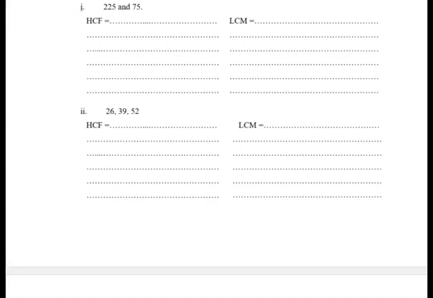Now the first one, fairly simple. Let's start by writing the two numbers, 225 and 75. Now we're going to make a grid. Now what number can go into both of them? You can think of the biggest possible number, or you can start with a small number like 5. But if you notice a bigger number, such as 25, that's fine as well.